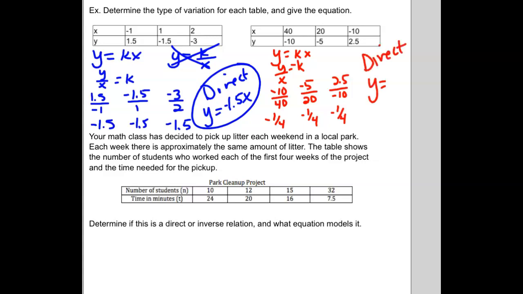Y equals, and you can put that in as a decimal, so negative 0.25x, or you could write y equals negative 1x divided by 4. Either one would be fine.